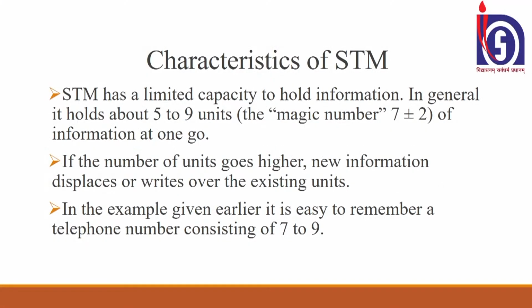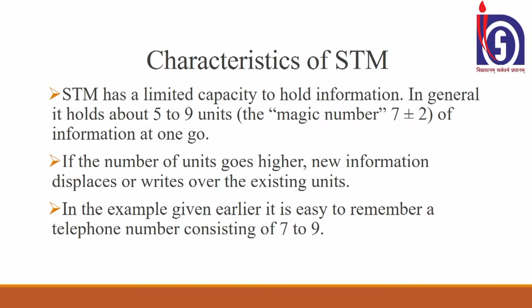Before the break we did an activity and I told you a list of numbers. This was to understand the characteristics of short term memory, which is STM. STM has a limited capacity to hold information, about 5 to 9 units, which is also called the magical number 7 plus or minus 2, at one go.